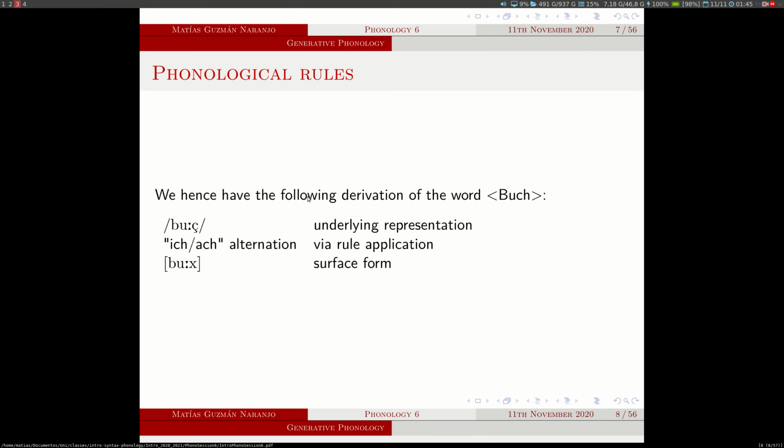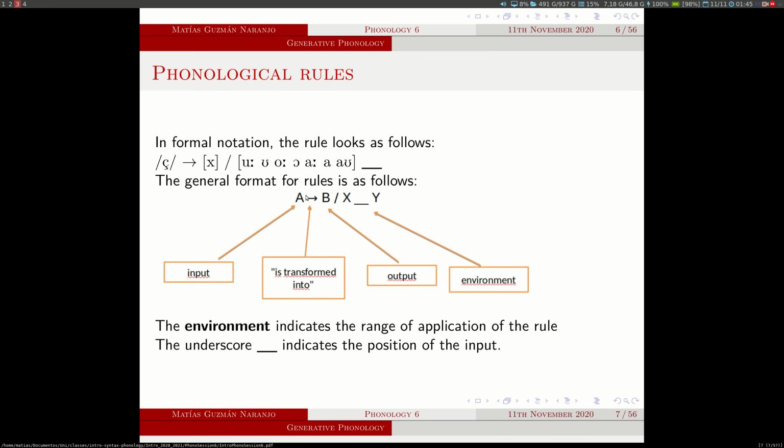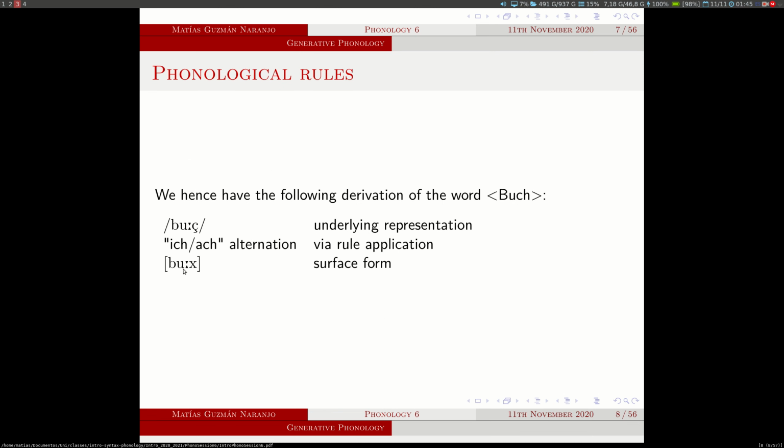So, in this case, we have the following derivation. We start with the underlying form, which is Buch. Then there is the alternation and the rule, and you end up with the surface form. And why is that? Well, the sound is following a u in Buch, right? So the rule can apply, and you end up with the corresponding surface form.